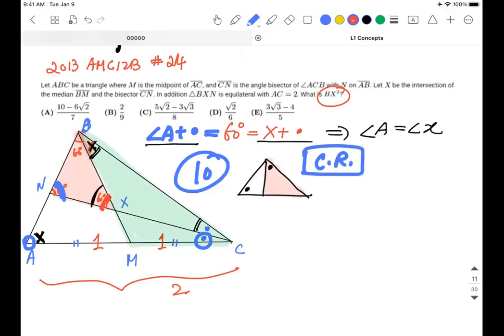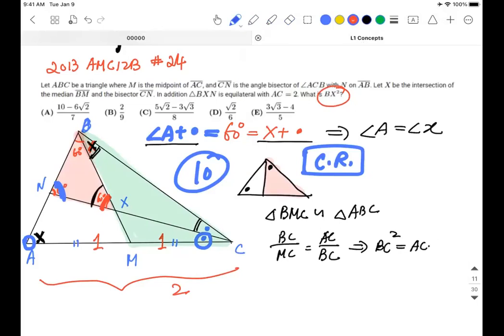Okay, if that's the case, I'm just going to write it here, triangle BMC is actually similar to triangle ABC. BMC is the green one, triangle ABC is the big one. As long as you have the similarity, you have the proportional relationship. BC over MC, AC over BC, aka BC squared equals to AC times MC. Is that right? Every single step, there's a reason, there's a conditional react.